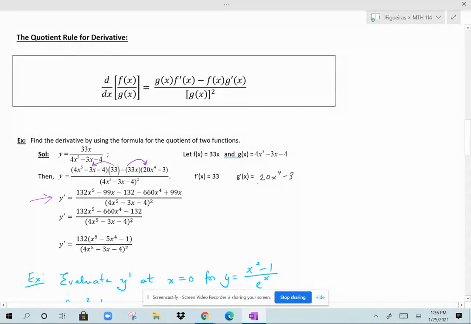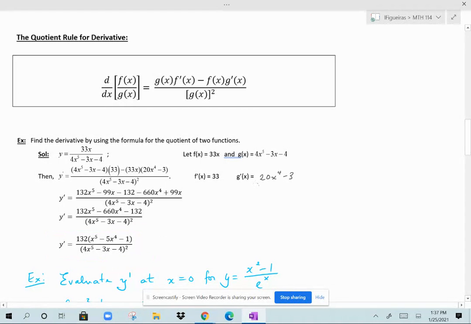But I do have like terms, so these 99x's cancel. So I end up with 132x to the 5th minus 660x to the 4th minus 132 over the polynomial squared. So this one does factor. You can factor out a 132, leaving me with this polynomial times 132. Nothing cancels, but it is a good idea to always factor if you can, because sometimes you can cancel with something in the denominator. In this case, you cannot, so this is your final answer.